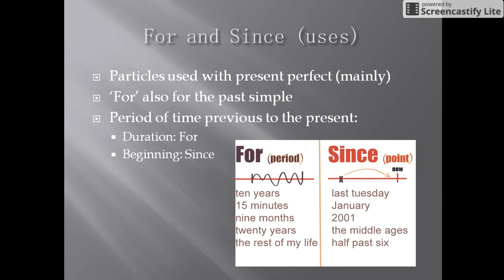For example, periods can be 10 years, 15 minutes, 9 months, 20 years, the rest of my life. Or starting points can be last Tuesday, January 2001, or Middle Ages, or for example, 6:30.